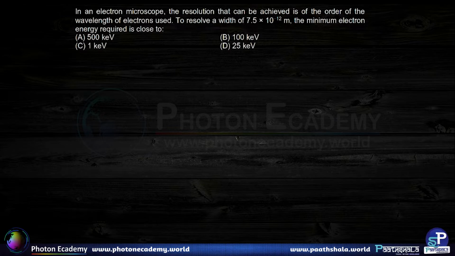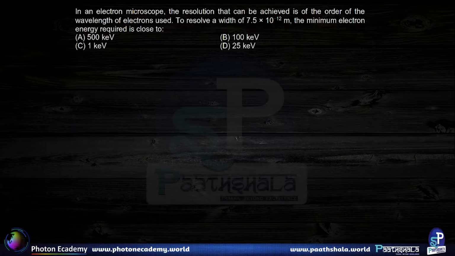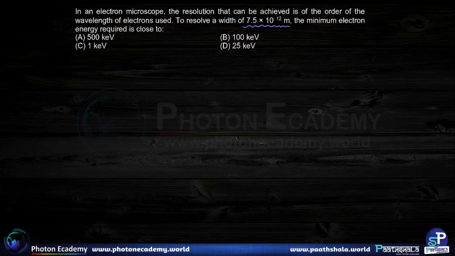There is an electron microscope that is being used to resolve objects, that is, to observe objects basically. The observation of the objects happens because the electrons are going to interact with the objects, and the reflected or refracted or diffracted electrons are going to be seen by us. That is why the observation happens. So this is the order of the width that we want to resolve.